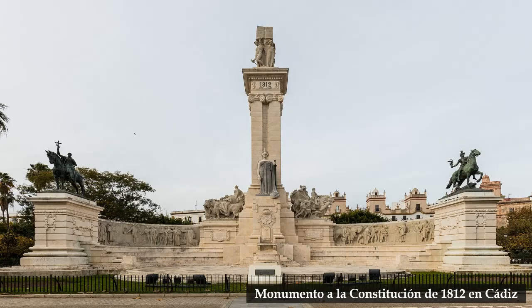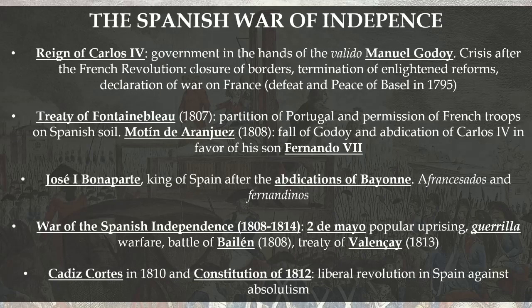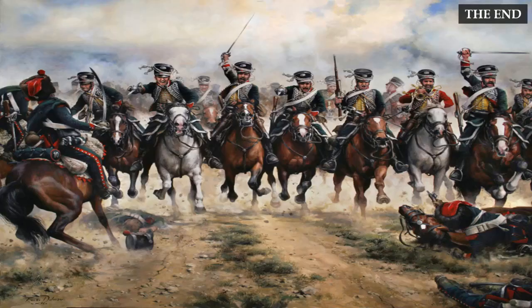This constitution is not going to be accepted by Fernando VII when he comes back from France, but this is part of the next unit, and we can finish with this, the charge in... Esto es Ciudad Rodrigo, no sé qué batalla es. Well, the end.